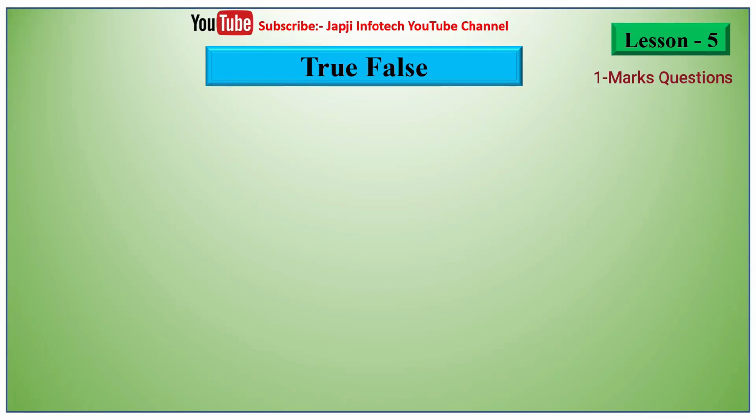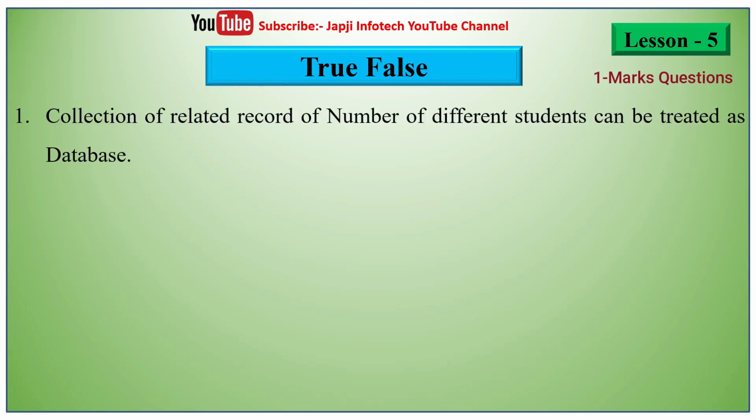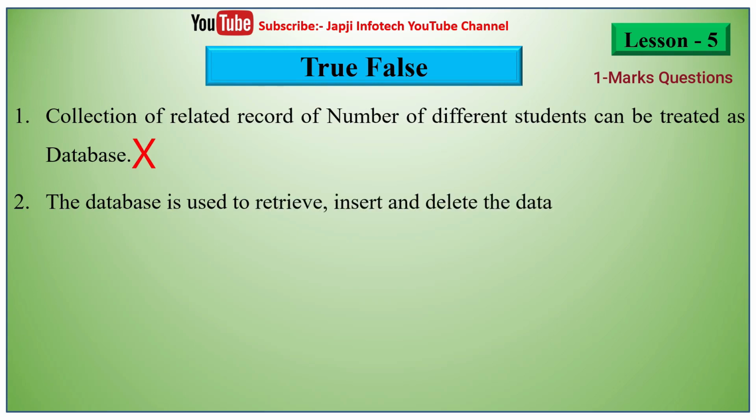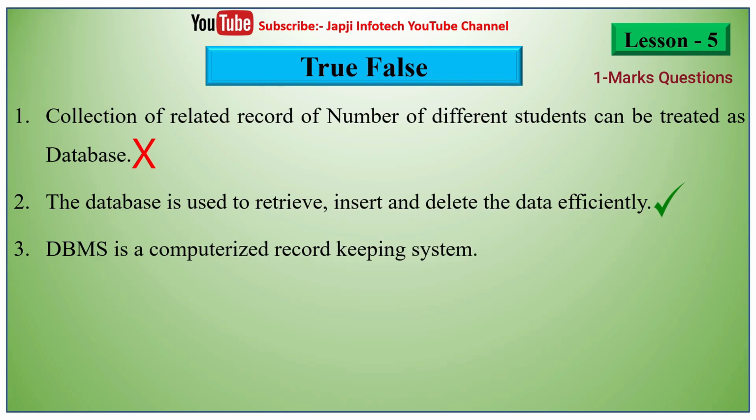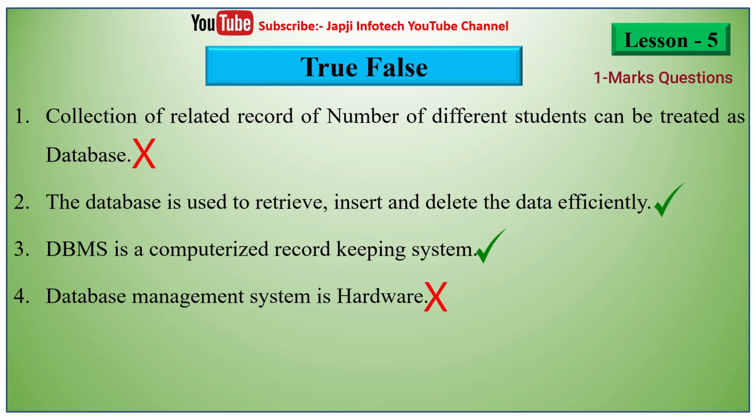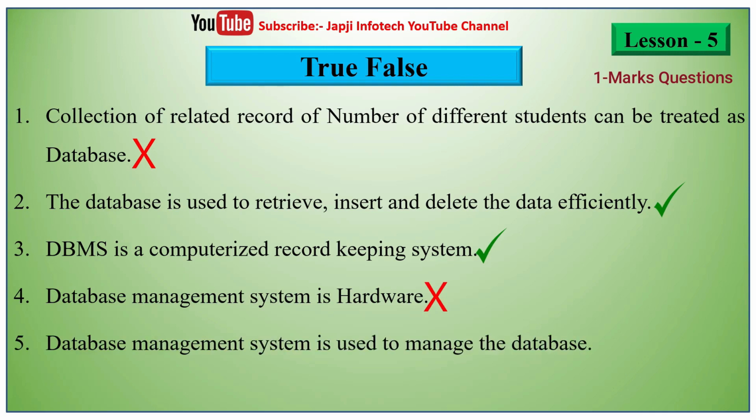So we will now learn about true or false in lesson number 5. The first one is: collection of related records of a number of different students can be treated as a database. Wrong. Second one is: the database is used to retrieve, insert and delete the data efficiently. Right. Third one is: DBMS is a computerized record keeping system. True. Fourth one is: database management system is hardware. False. And the last one is: database management system is used to manage the database. True.